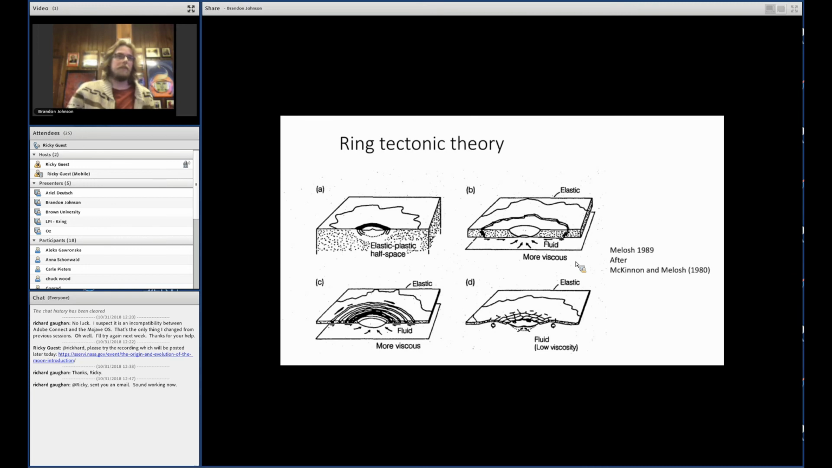In this case, you don't get any faults that would cut through the lithosphere. That's not too much of a surprise: the basin is very small compared to the thickness of the lithosphere, so you can't get faults that cut through it.